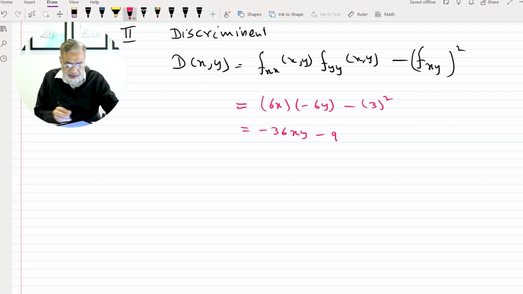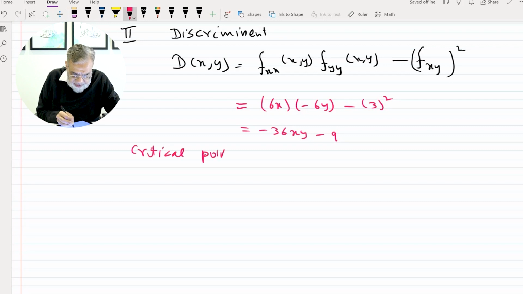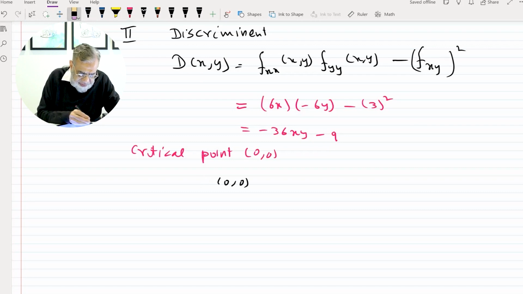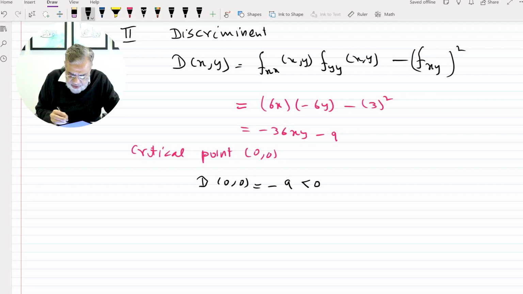Now in this discriminant I take a critical point. My critical point is 0, 0. At 0, 0, when we find D(0,0), putting the value of x equal to 0, y equal to 0, the value is minus 9, which is less than 0. So we say there is a saddle point at the point 0, 0.